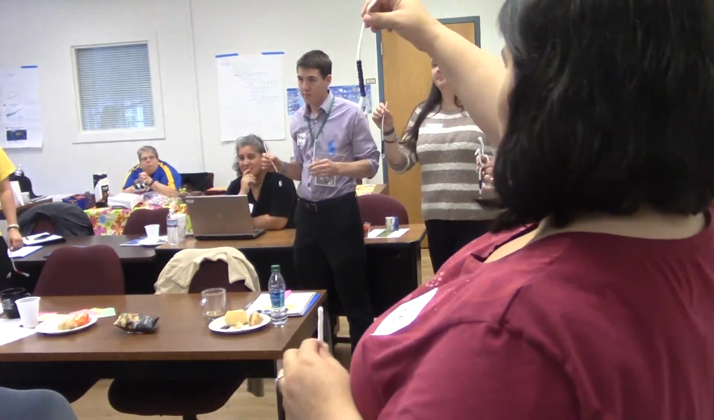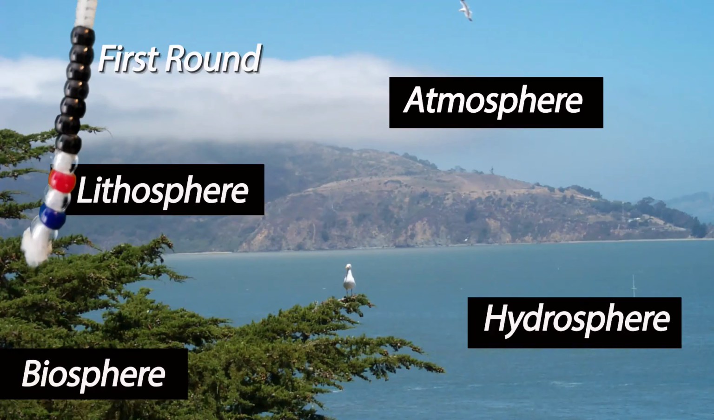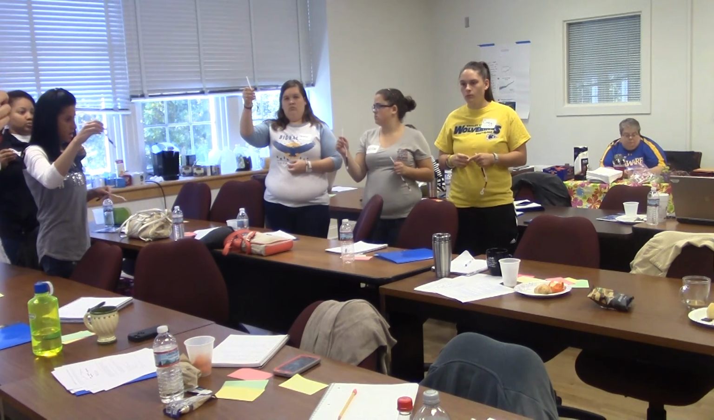So hold up your first round examples. What do we see? There's a lot of lithosphere. It was hard to get out of the lithosphere. I don't see a lot of atmosphere. Now hold up your second.